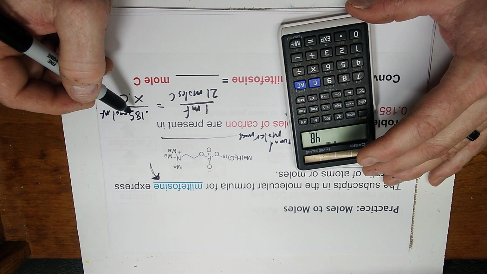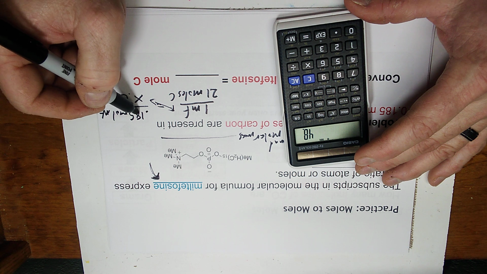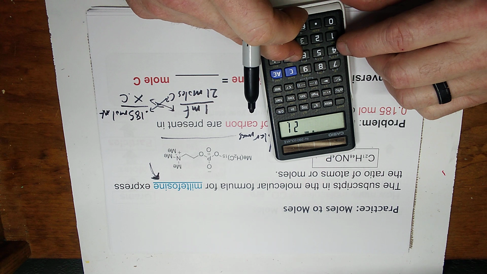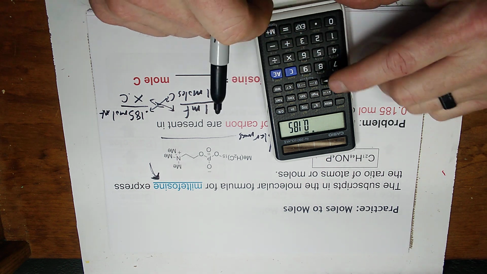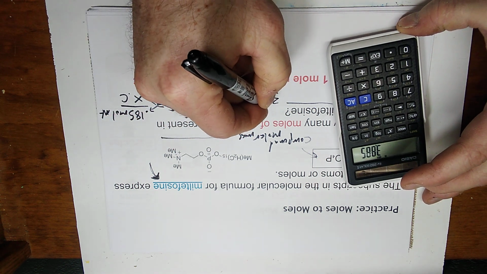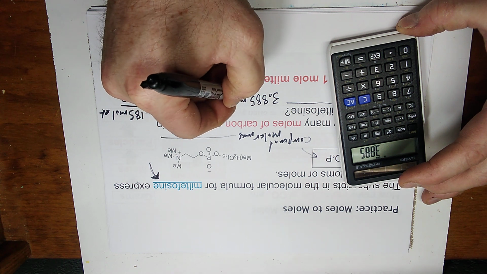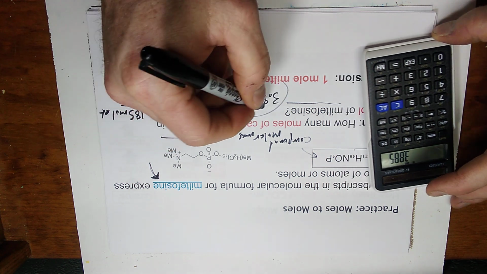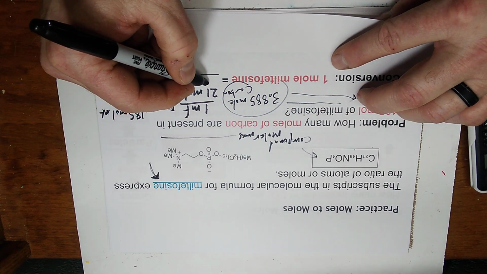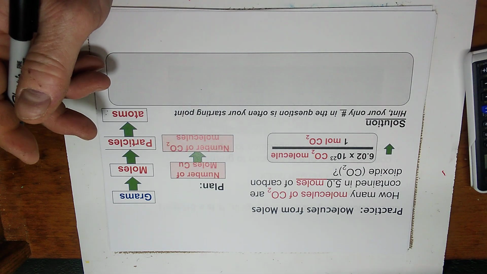I'll do cross multiplication, because if we cross multiply, we know that this times this will be equal to this times this. So I'm going to do 21 times the 0.185, and I get 3.885 moles of carbon in this 0.185 moles of miltefosine. So we again had to use that conversion. For every 1 mole of miltefosine, there's 21 moles of carbon.